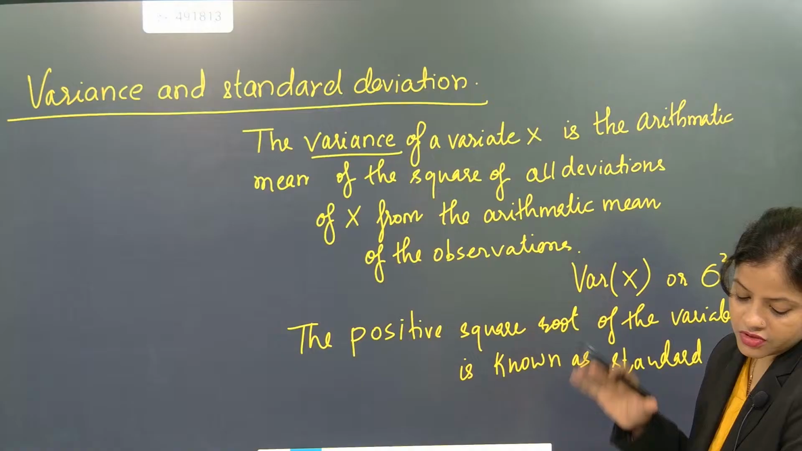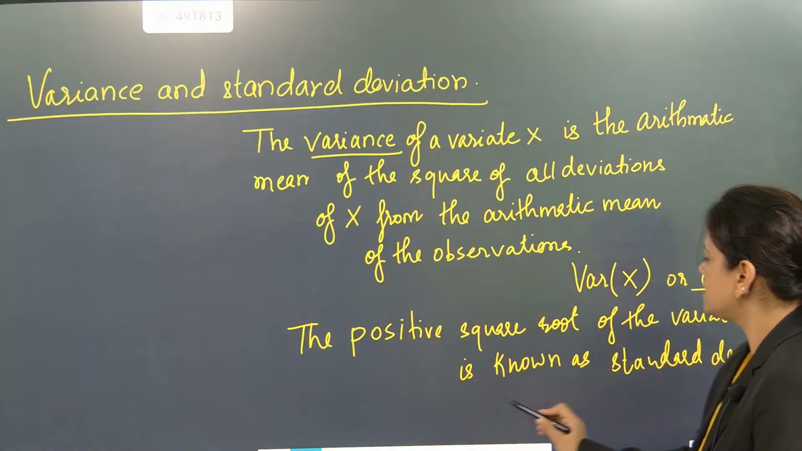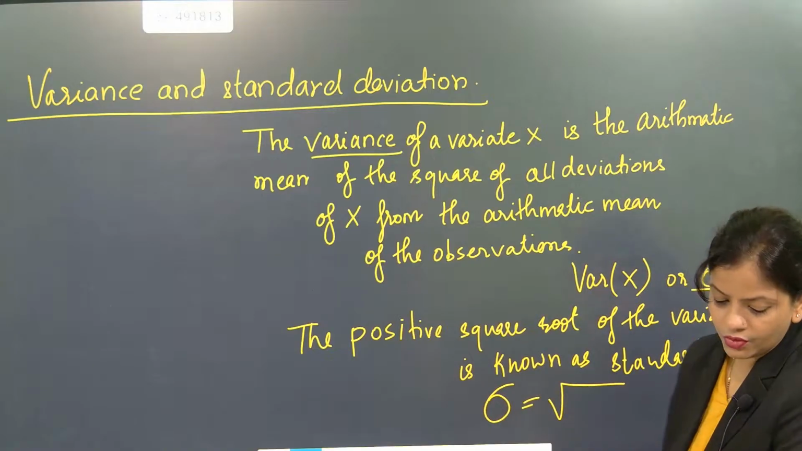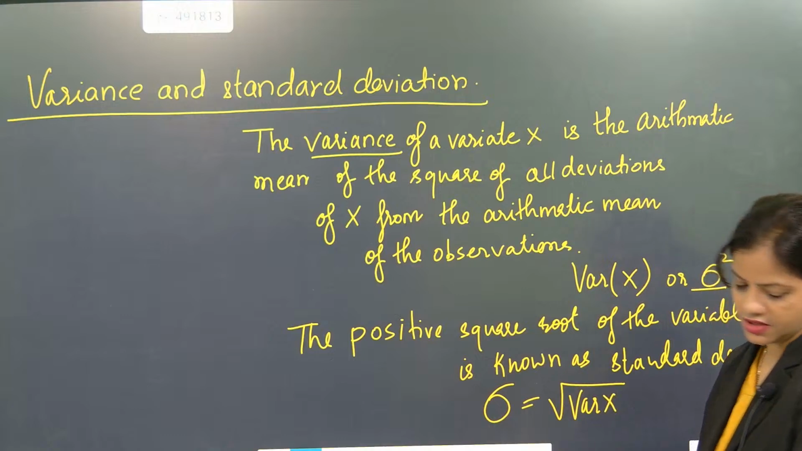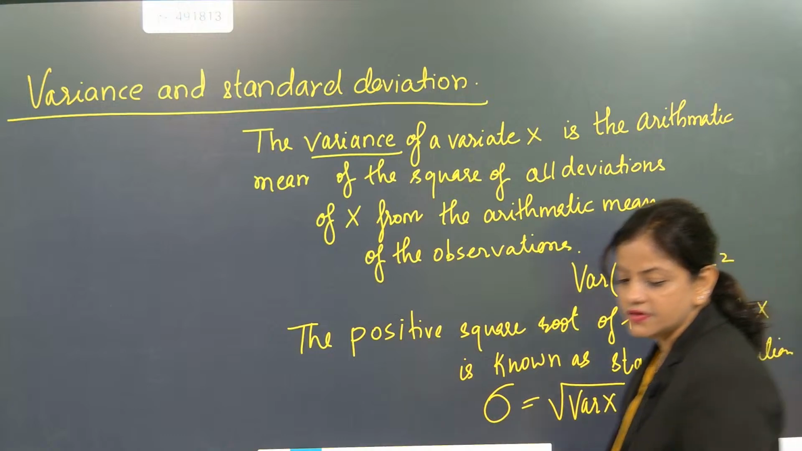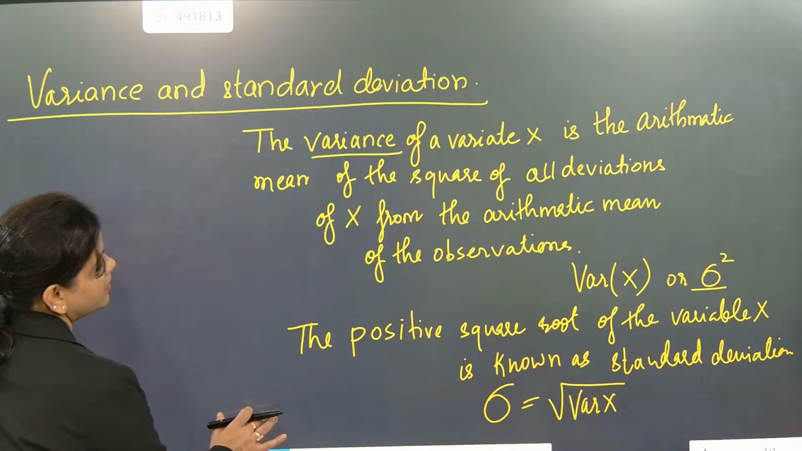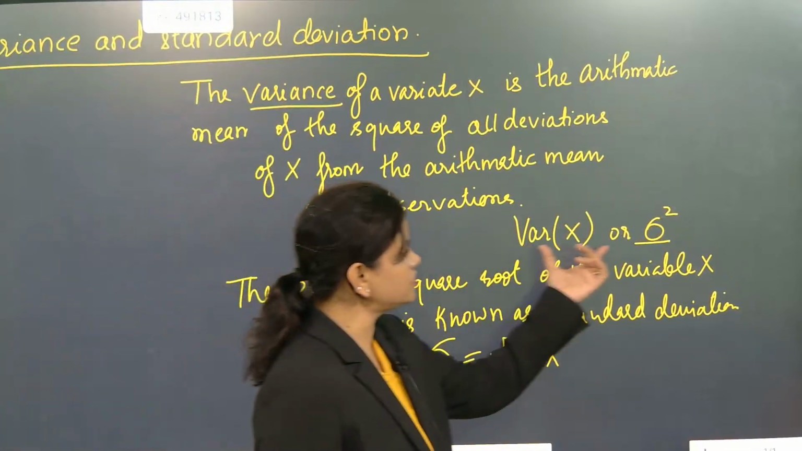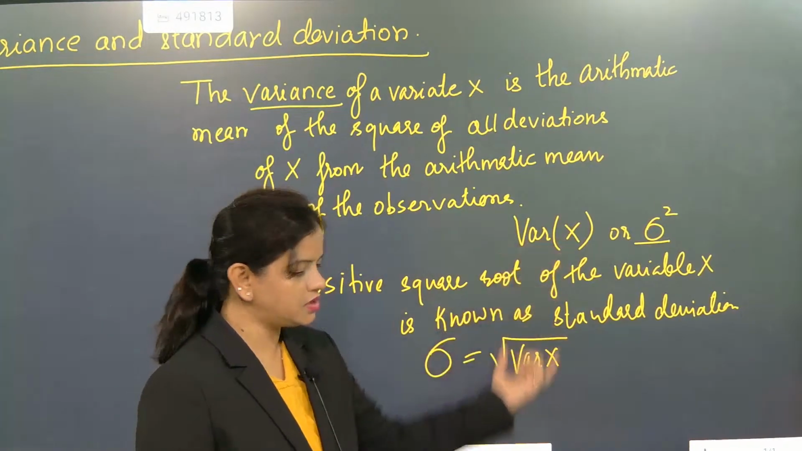deviation. And standard deviation will be denoted like this, and it will be equal to the positive root of variable x. This is exactly the standard deviation. So this is the difference between standard deviation and variance. Variance of x is this square, and standard deviation is root under variance.